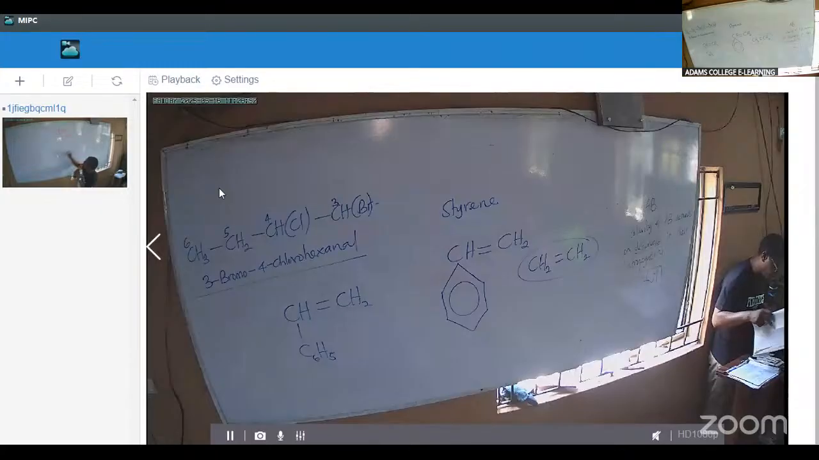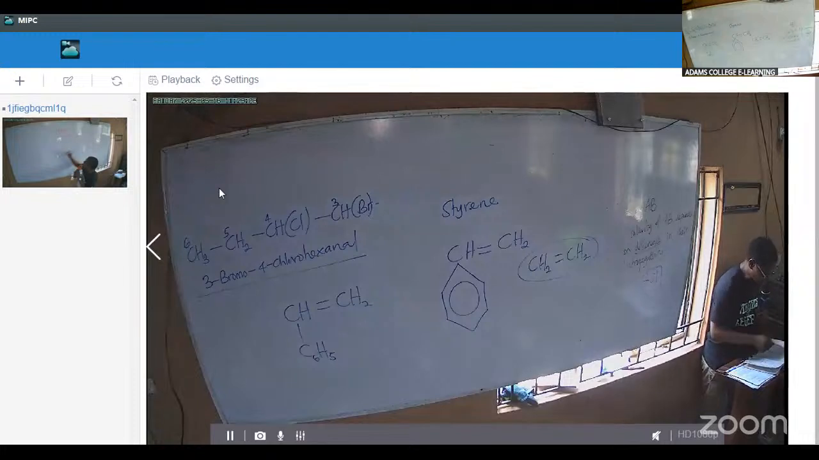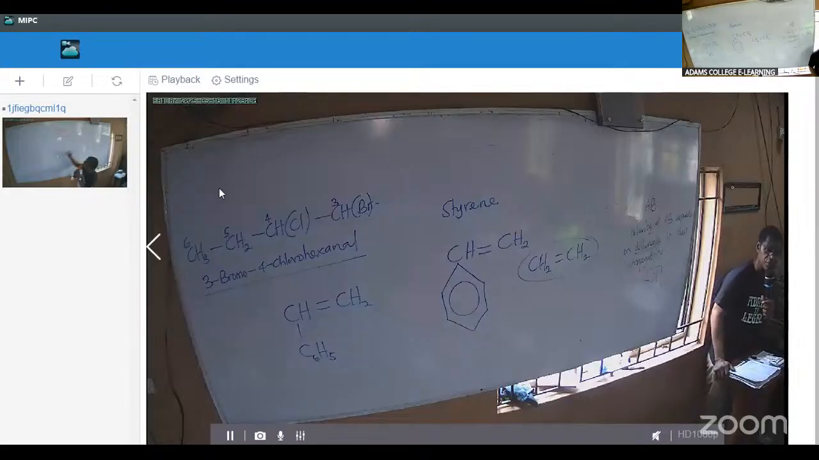I'm sure you have heard of synthetic rubber before. Styrene butadiene rubber, SBR, is used for making synthetic rubber. And number 3, it can be employed as polyester for packaging. But the major use is synthetic rubber.